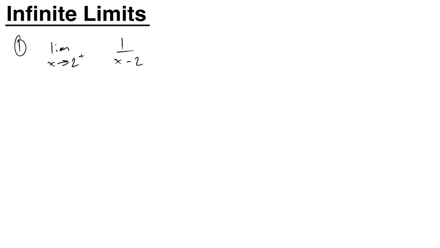So the smallest possible number we can have would be 2.000000001. So essentially we have 1 over a small positive number, and 1 divided by something that's super tiny is going to be super large. So our answer is going to be positive infinity.